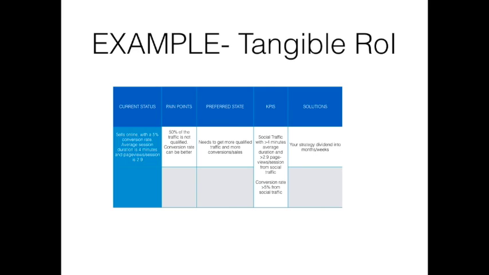The KPIs are very clear, very, very clear here. You can see that since we're handling social traffic or social media marketing, so the KPIs are concerned with social traffic only. So social traffic with greater than 4 minutes of average duration, greater than 2.9 page views per session, and conversion rate greater than 5% from social traffic is the clear KPI. How you achieve it, you will have to write in your strategy in this solutions part, right?